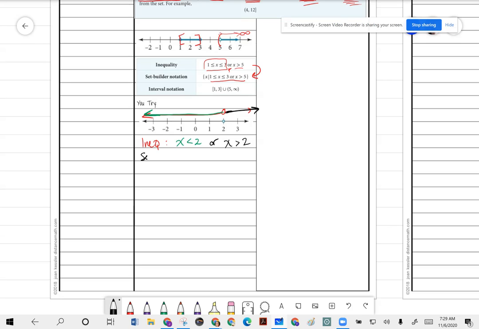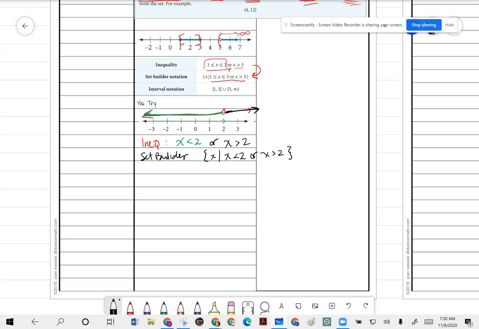So now if we have set builder, again, remember with set builder, it's X such that, or whatever variable you're working with, and you just copy down your inequality. X is less than 2, or X is greater than 2, and then you close your bracket.